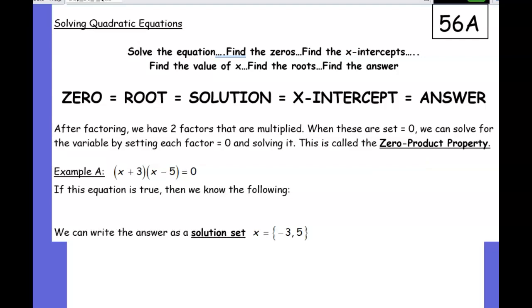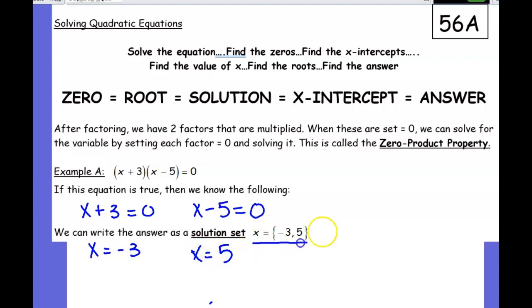All right, so when the equation is true, if x plus 3 and x minus 5 equals 0, we can take each one of those factors and set it equal to 0. So we could take x plus 3 and set that equal to 0. And we can take x minus 5 and set that equal to 0. And when we do that, a simple one-step equation would say that x is equal to negative 3 and x is equal to 5. So our solution set, we'd have two answers, negative 3 and positive 5. And notice we list this in a solution set, which would be the curly brackets. Okay, it's not an ordered pair.